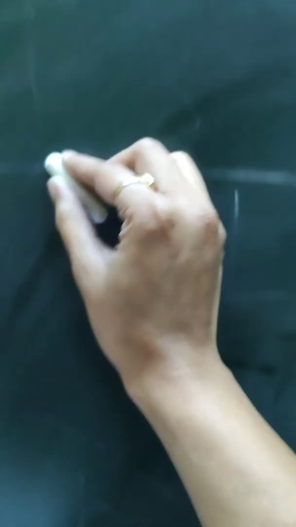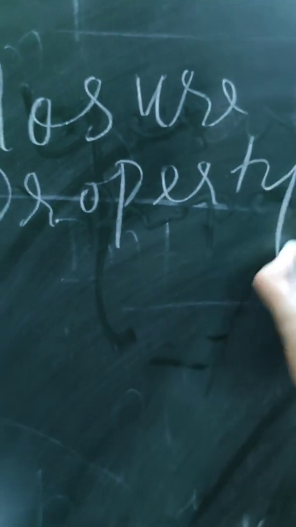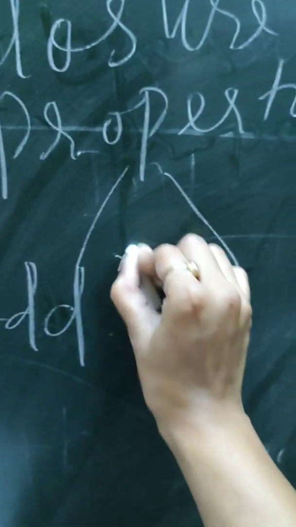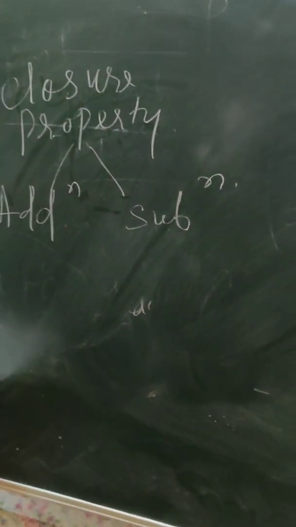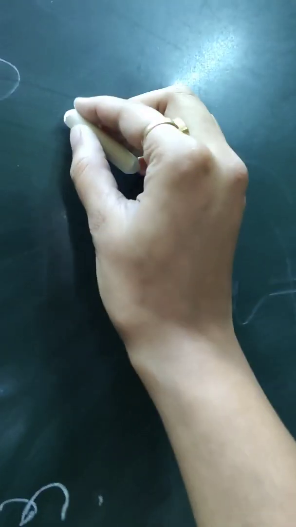And exactly the same property applies to subtraction. So you can say that the closure property, that is, addition or subtraction of two integers, is also an integer. So it applies to both operations, addition as well as subtraction. Now moving on to the next property, which we state as the commutative property.